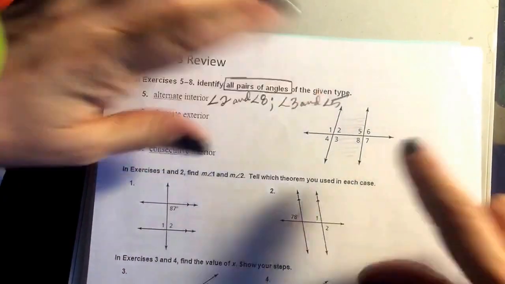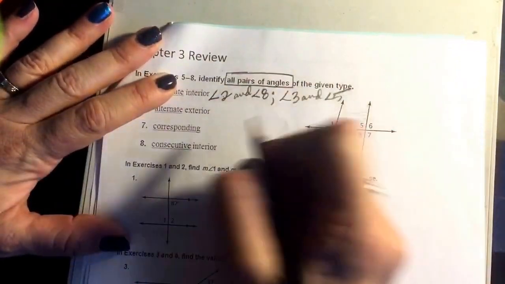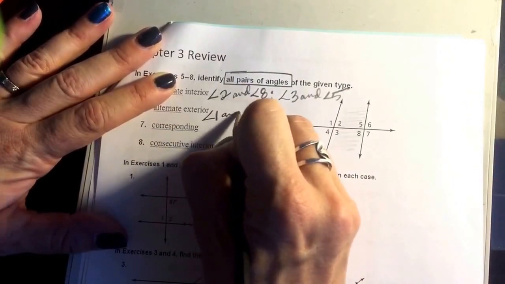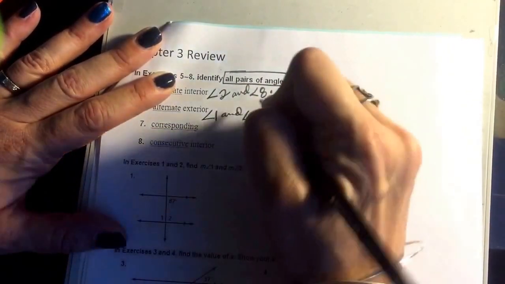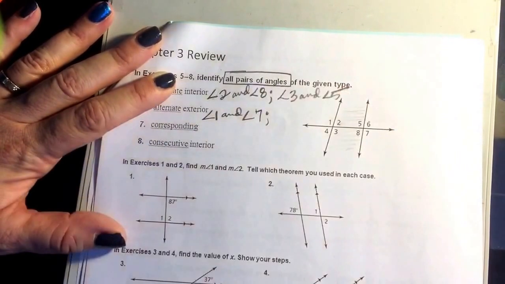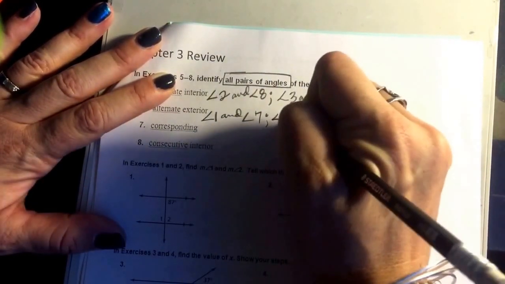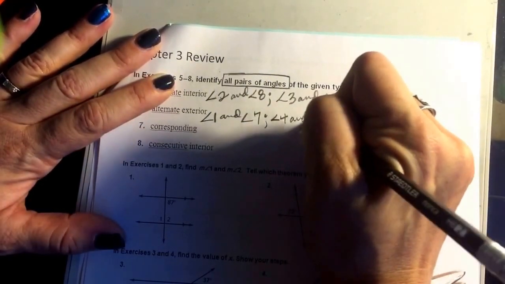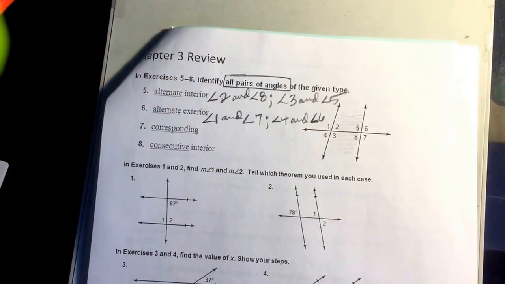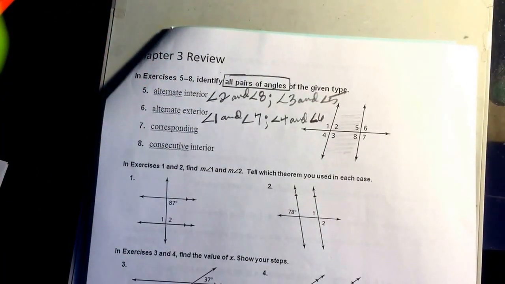Alternate exteriors. Focusing on notation. I hear DJ saying my notation, my notation. That's what I'm thinking you guys should be writing down. 1 and 7. Angle 4 and angle 6. Make sure that I can distinguish what pairs you're piecing together.